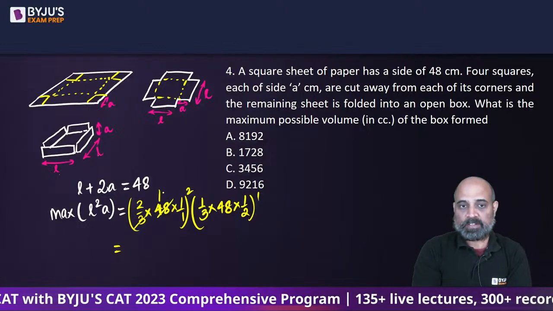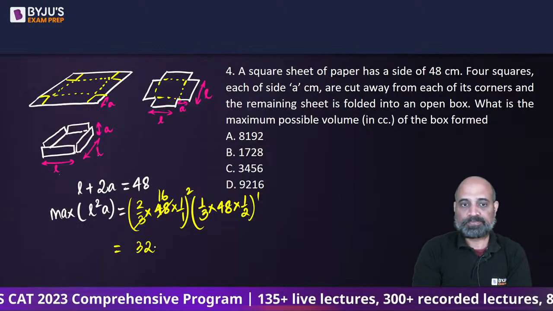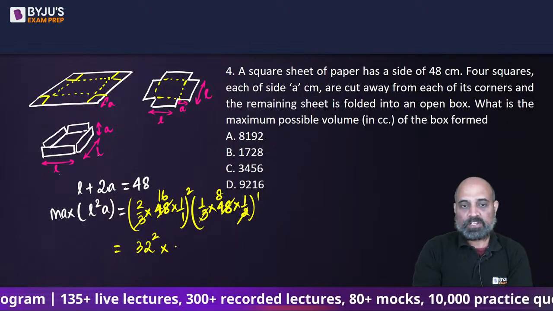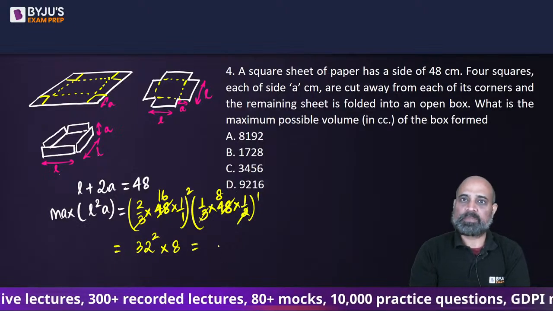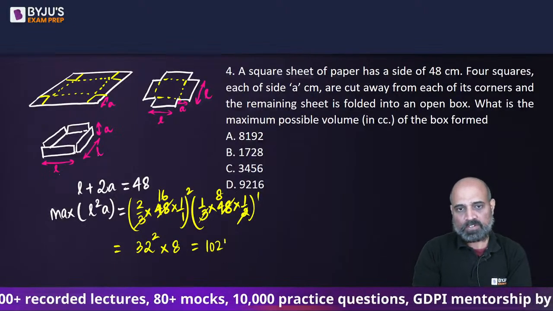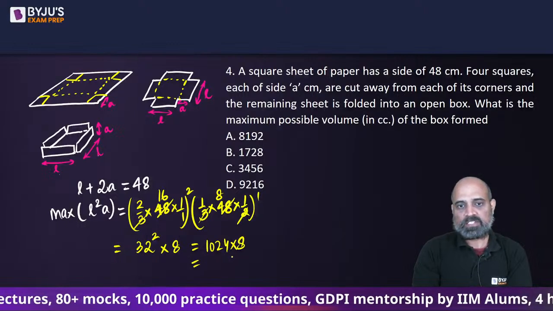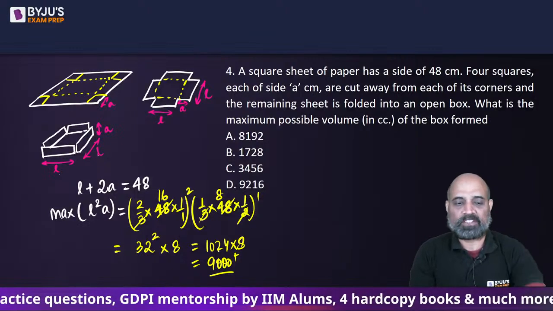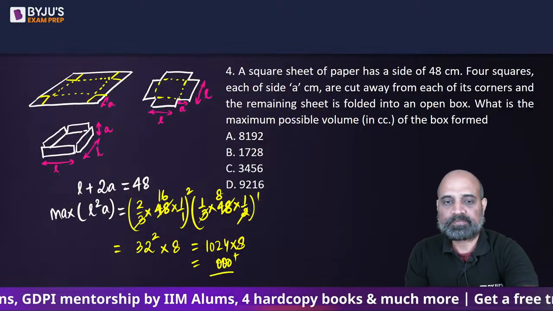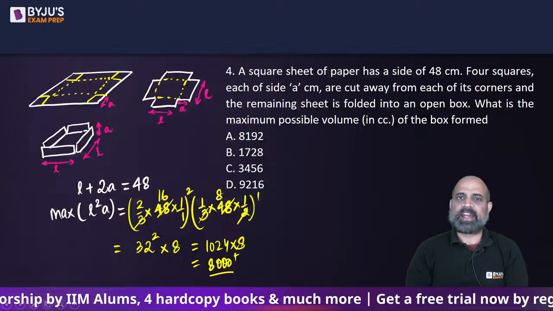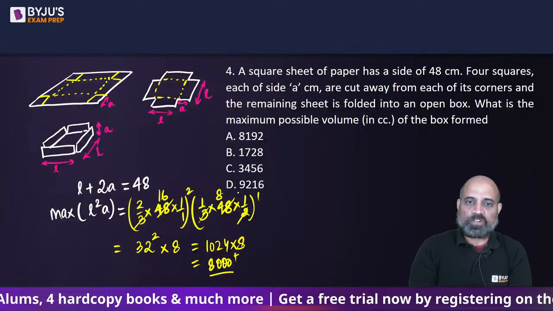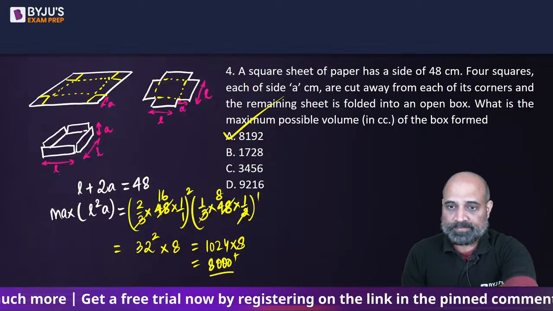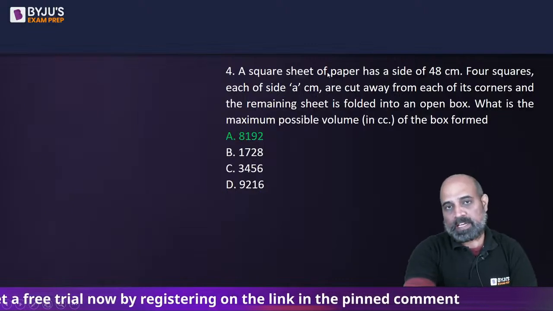So this will become 16, so we will have 32 square into 8. 32 square is nothing but 1024, right? So 1024 into 8 is definitely going to be 8000 something. So the only option that makes sense is option A. So A becomes our answer.